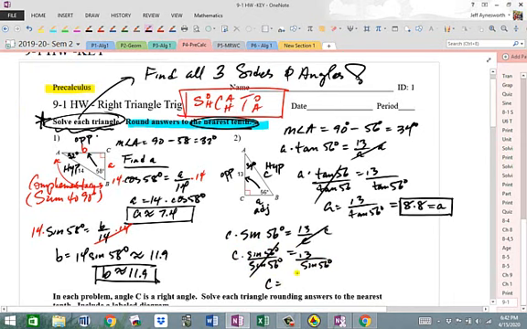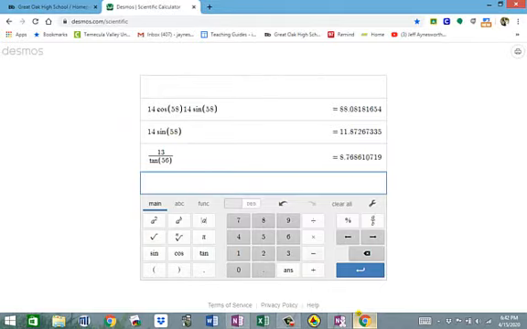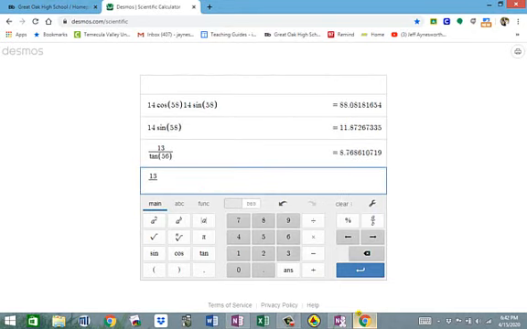And I get C is equal to 13 divided by the sine of 56. Then you've got to calculate that too. So you type it in.